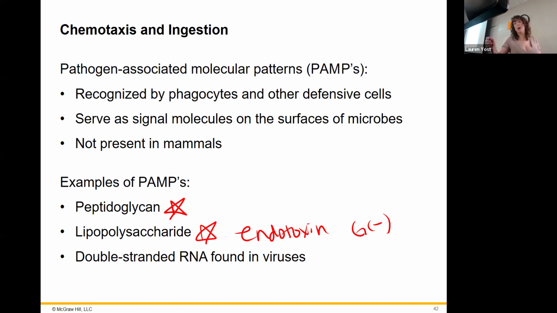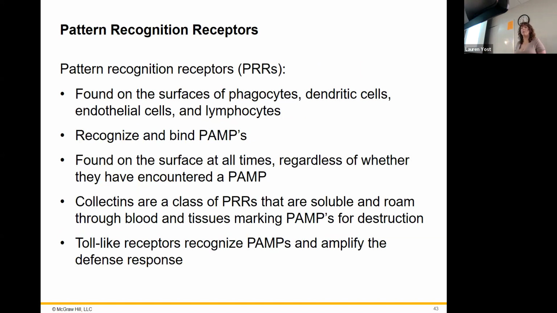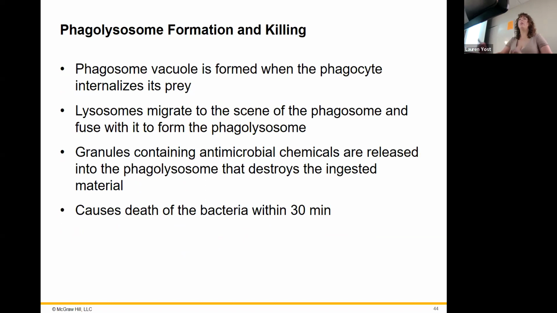And if we have double-stranded RNA, nothing in our body naturally has double-stranded RNA. So that's also a signal that that shouldn't be there. So that's a good one too. Those are PAMPs. So it's just immediate bad guy signs. And they're recognized by these pattern recognition receptors that we're not going to go over.